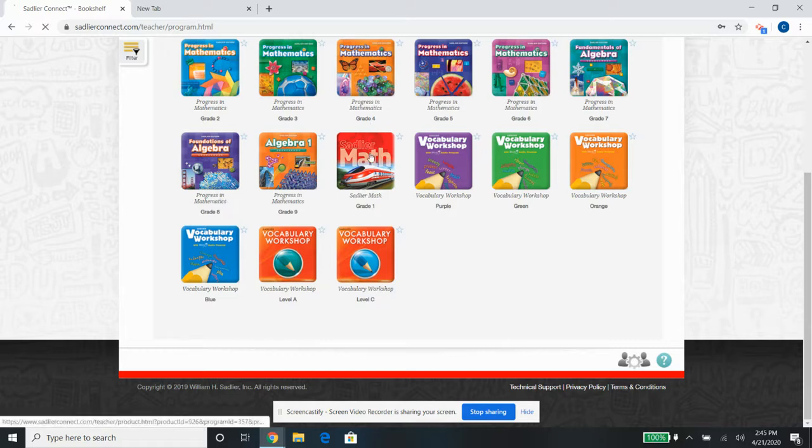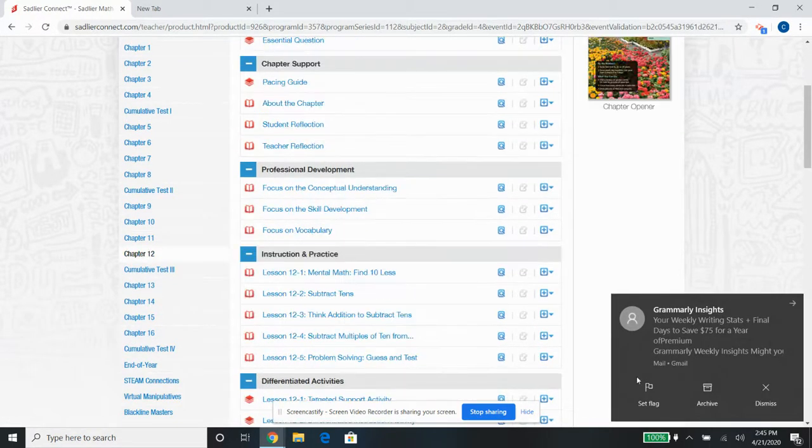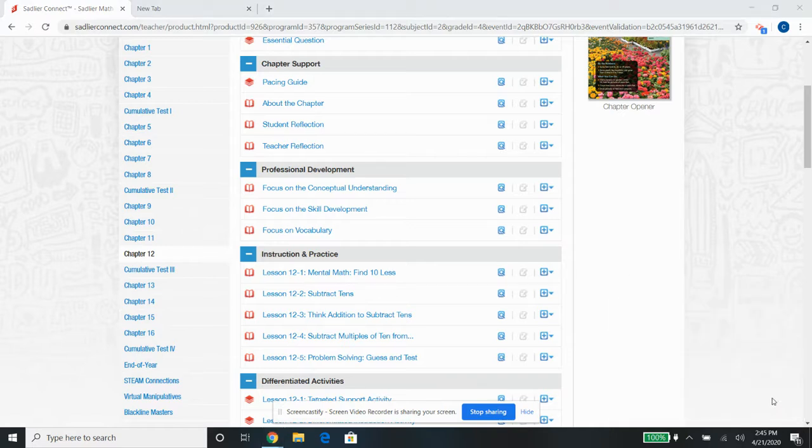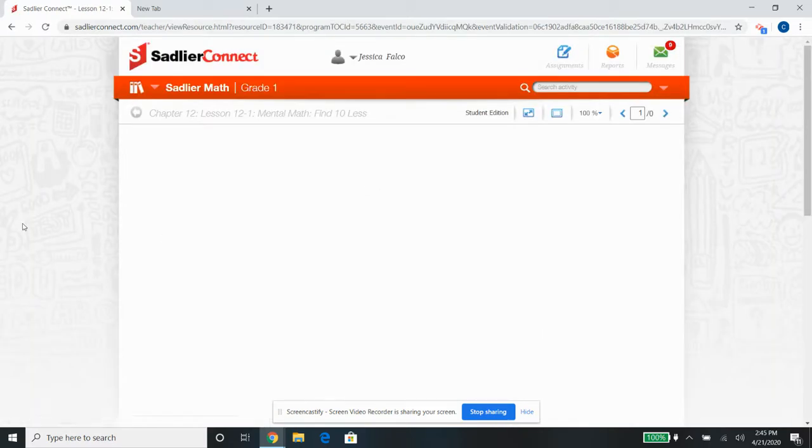So again, this is what the textbook looks like. You're going to chapter 12. It looks different on my end because I'm on the teacher account for first grade, so it might look different for you. Yesterday's lesson was lesson 12-1, mental math, find 10 less. I didn't record this, but I will right now just to go over it briefly with you.